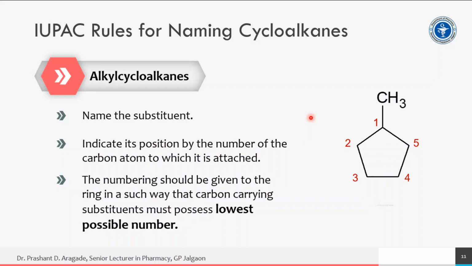So the name of this compound is 1-methylcyclopropane. Why propane? Because this cycle contains 3 carbon atoms. Cyclo means the carbon atoms are arranged in a ring, so the cyclo prefix is used, and the substituent is attached at number 1. So the name of the substituent is 1-methyl, the name of your ring is cyclopropane, and so the name of this compound is 1-methylcyclopropane.